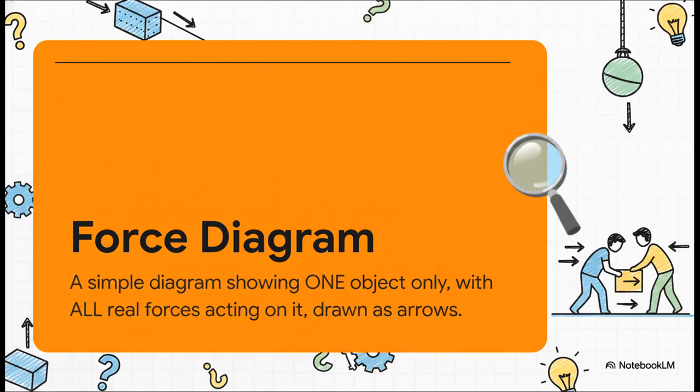A force diagram shows one object. Just one. We basically pretend it's floating in space all by itself. Then we draw arrows for all the real physical forces acting on that object. No imaginary stuff, no arrows for speed or motion, just the actual pushes and pulls. Get this, and you're already halfway there.